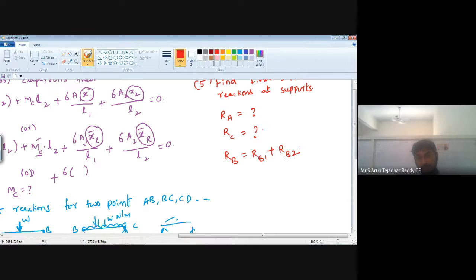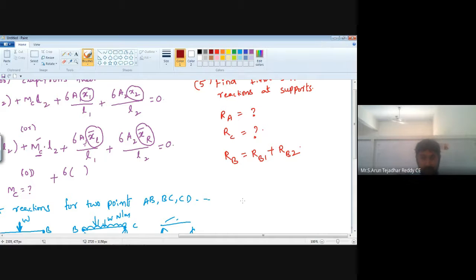RB1 plus RB2. So this is your fifth point. Fifth point is very simple. Whatever reactions we calculated, just write here clearly RA, RC, and RB, where RB has two parts, RB1 and RB2.